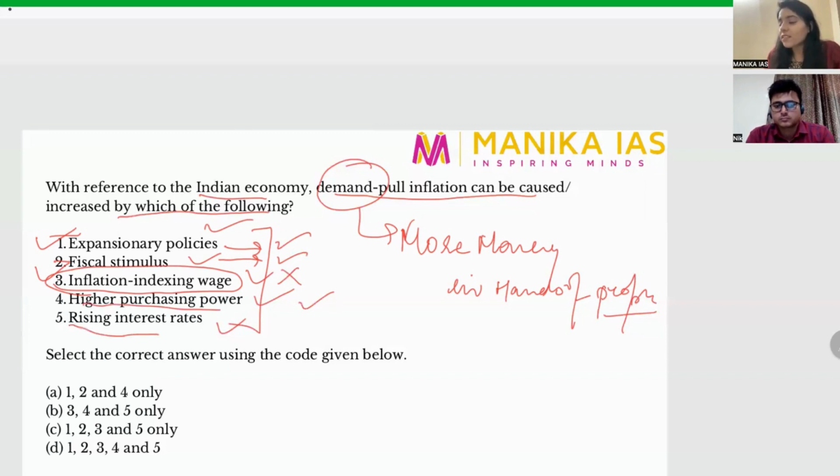Now, rising interest rate. If the interest rate rises, there will be less loan, less borrowing, hence less money in the market. Thus, the answer has to be 1, 2, and 4. A.